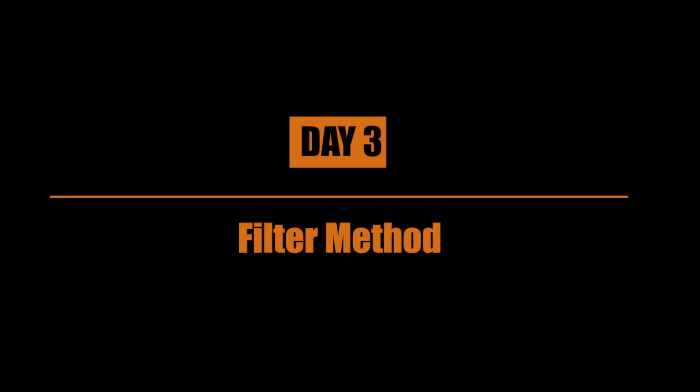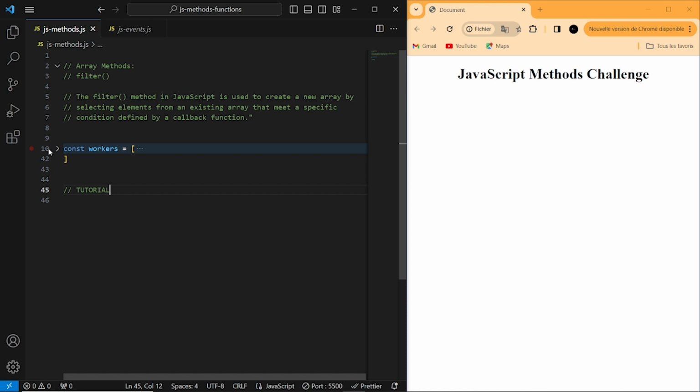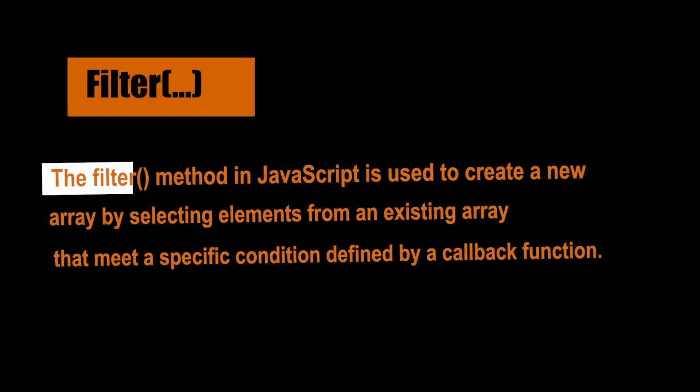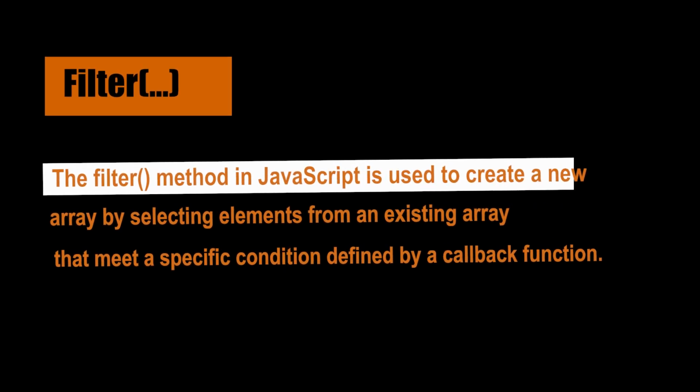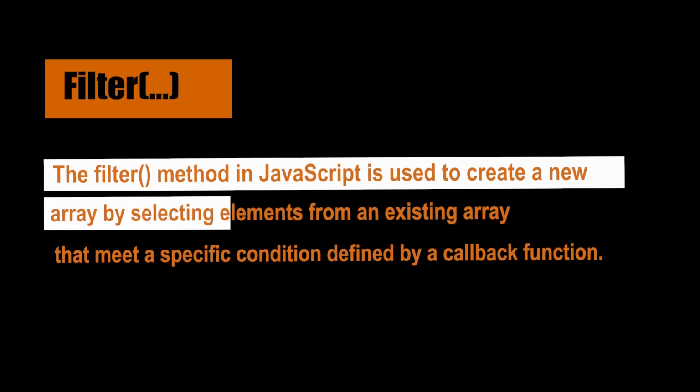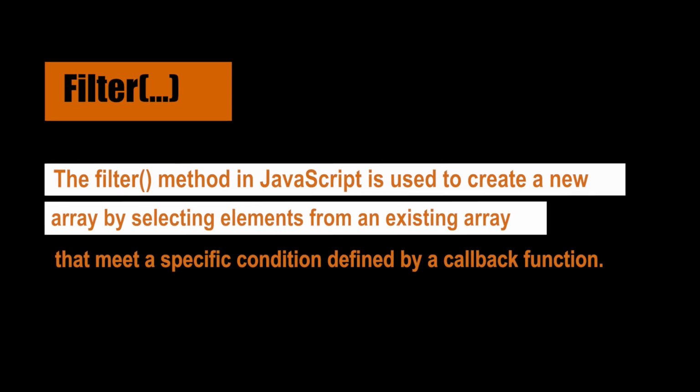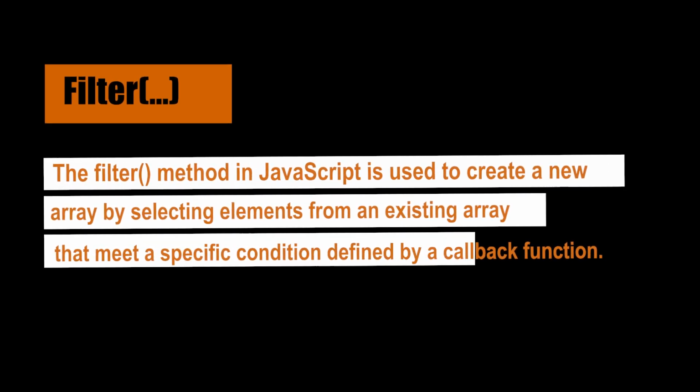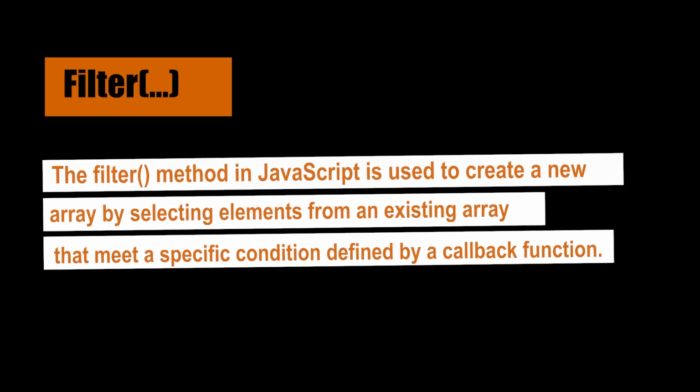So guys, as you all know, it's very important for us to know its definition. That is what I'm going to give you right away. So basically, the filter method in JavaScript is used to create a new array by selecting elements from an existing array that meet a specific condition defined by a callback function.